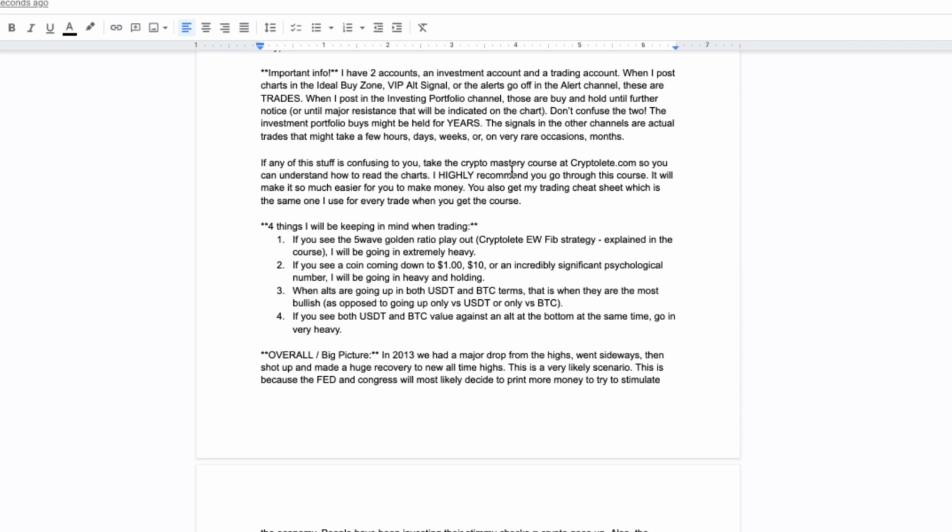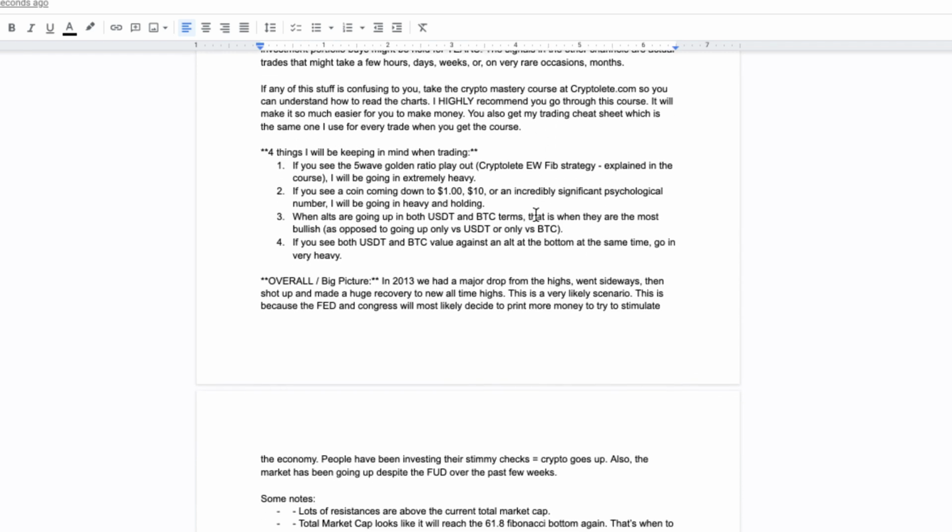The investment portfolio buys might be held for years. The signals in the other channels are actually trades that might take a few hours, a few days, a few weeks, or on very rare occasions, a few months. But just know that there are two separate channels.